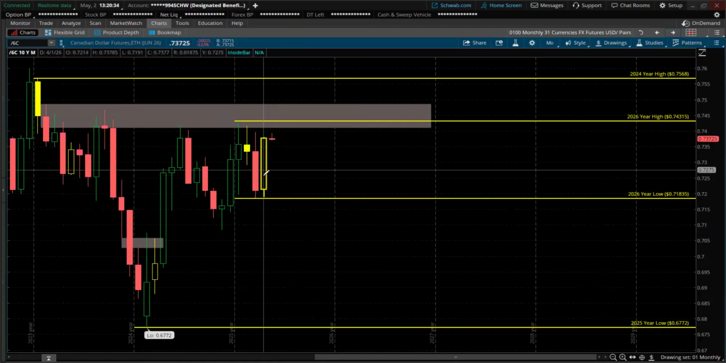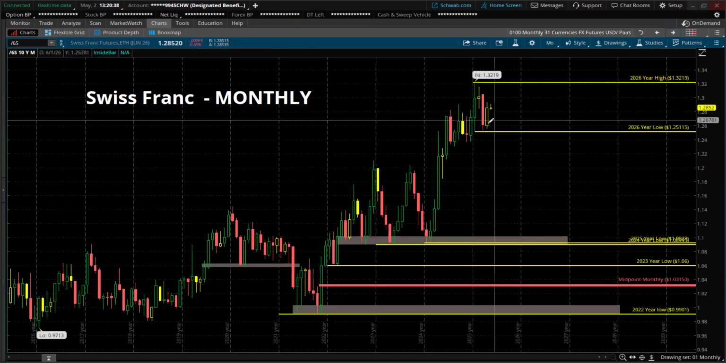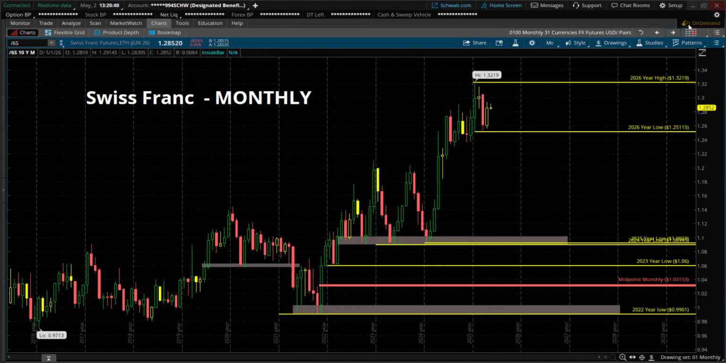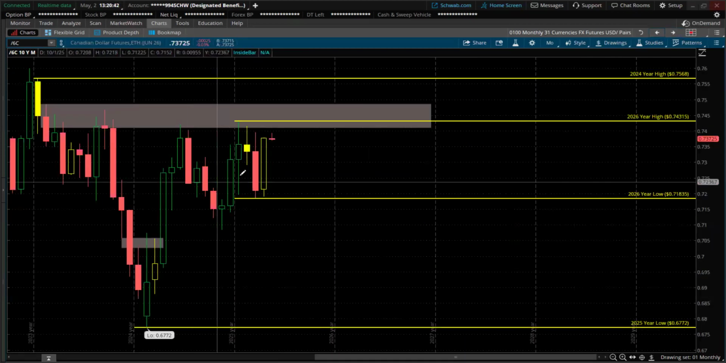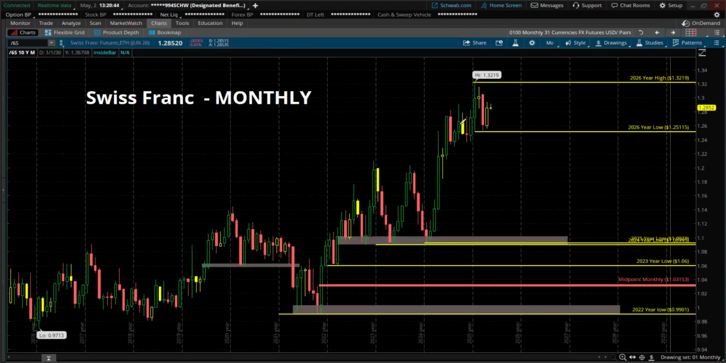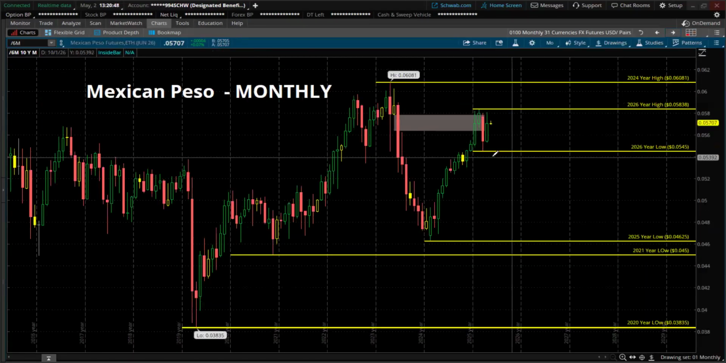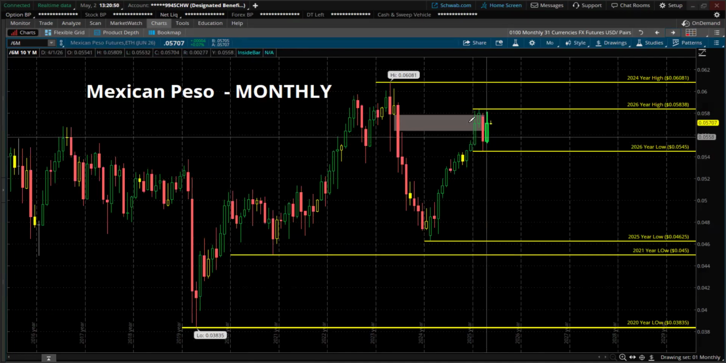That hollow yellow candle is equivalent to a green candle. And a Swiss franc, also inside candle. Go back to see. Yep, interesting. So major consolidation breaking out. Mexican peso. It's in a consolidation phase here.